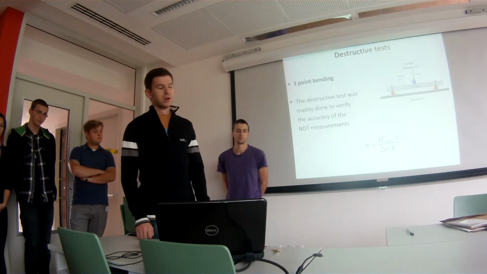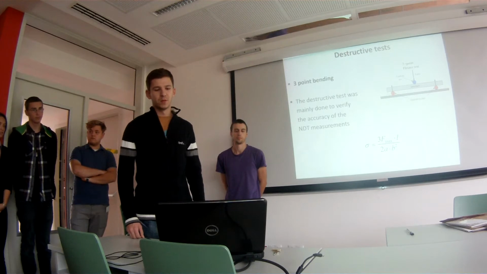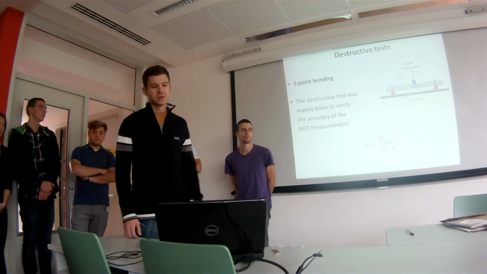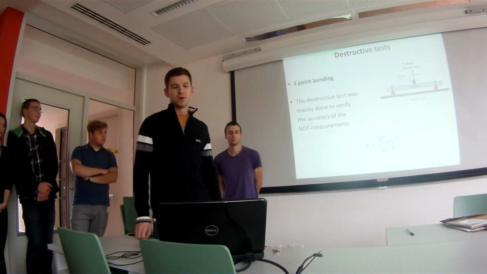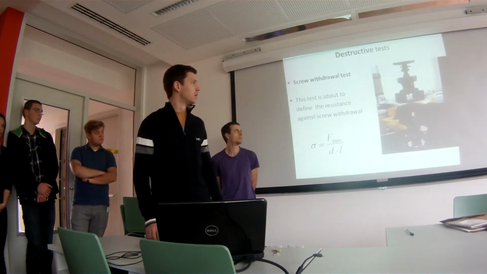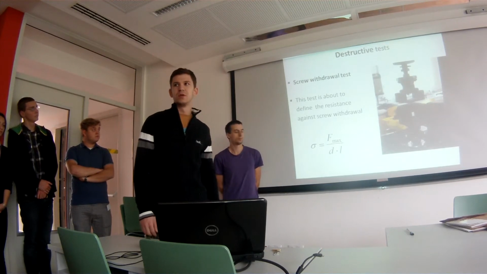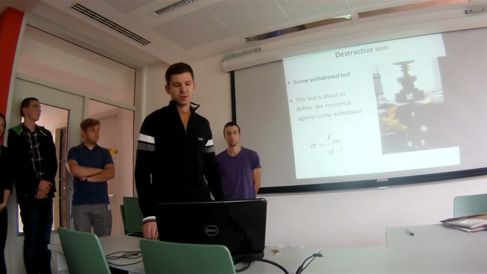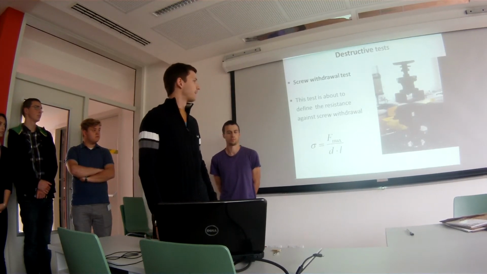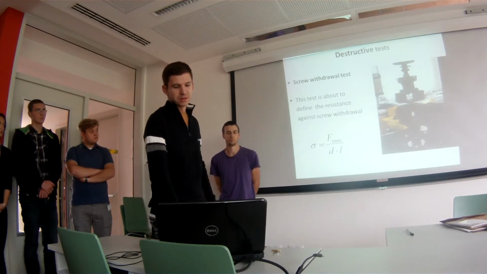Here is the destructive test. We did the 3-point bending, where you can see 2 supports and 1 force head. It was mainly done because we wanted to check the accuracy of the non-destructive measurement. The other type of destructive test was the screw withdrawal test. We wanted to check the resistance against the screw withdrawal. Here you can see the accuracy we used to determine sigma stress.